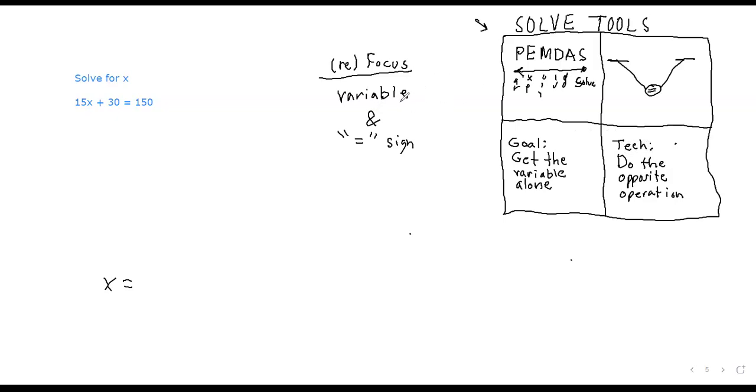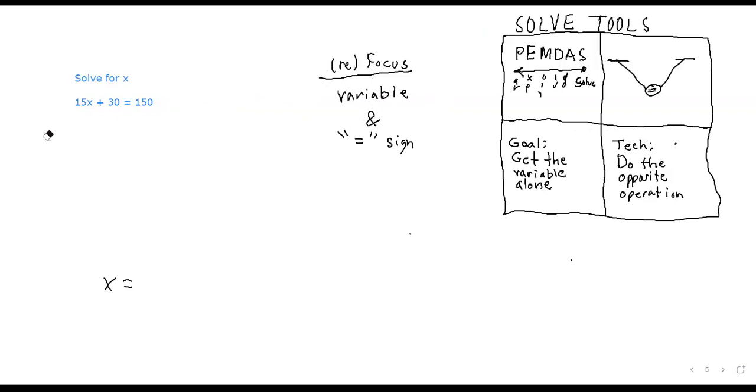Now we have all of that. That's great, but there's one other thing we need to do, and that's know what our focus is. We're going to focus and refocus on these two things after every step: the variable and the equal sign. So now let's go ahead and put all this together and see how it works.